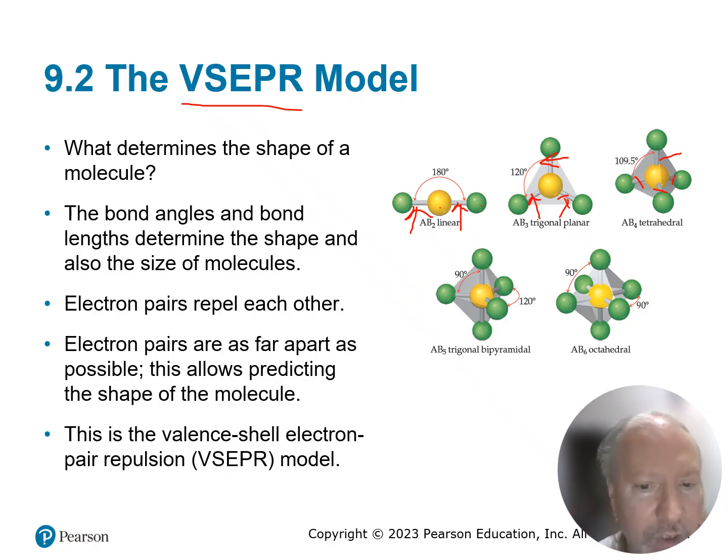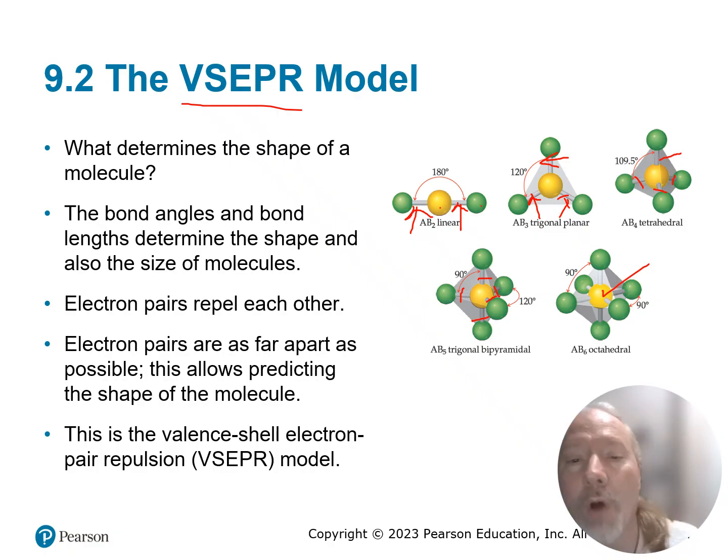For AB5, which is trigonal bipyramidal, it's a three-sided pyramid, but two of them put on top of each other at their bases. One is right side up, one is upside down, but we have 1, 2, 3, 4, 5 electron domains there. Then we have this really cool structure AB6, where we have the central atom here, and then we have 6 substituents attached to the central atom.